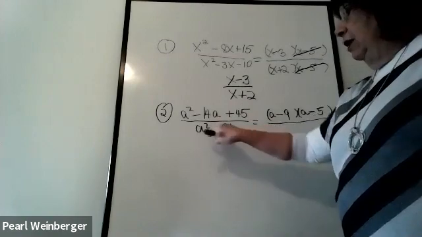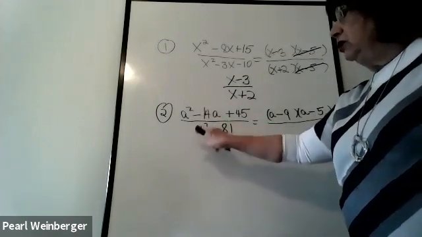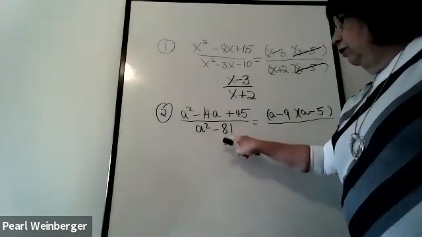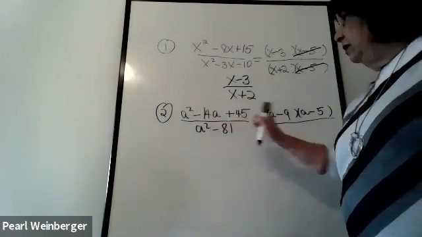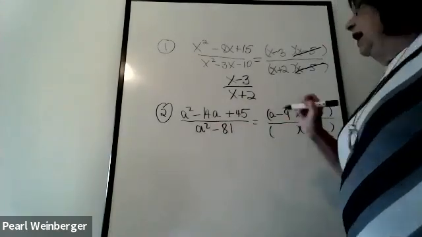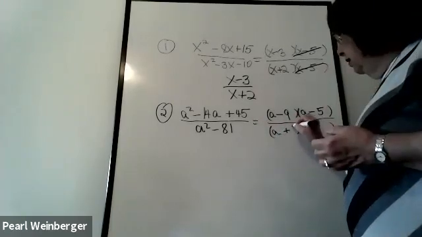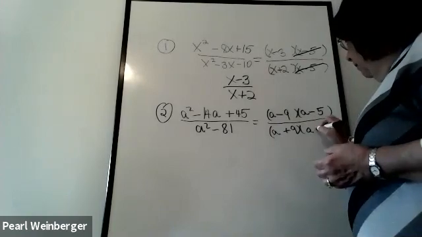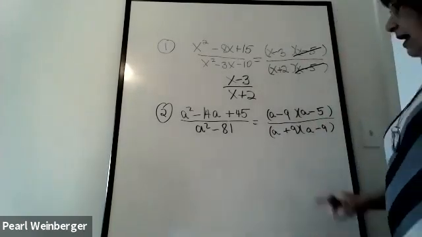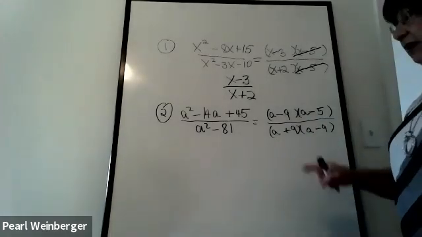The denominator happens to be a binomial, which is the difference of perfect squares. It's a squared, which is a, and it's 81, which is 9 and 9, and there's a minus in between them, so I can break it up into the two conjugate binomials, the a plus 9 and the a minus 9. Now that I've completed my factoring, I can look for like factors.